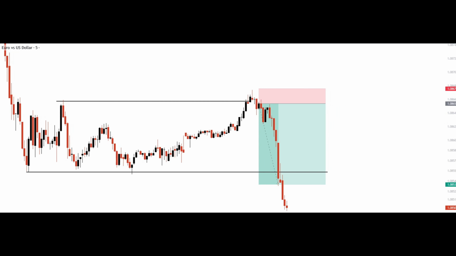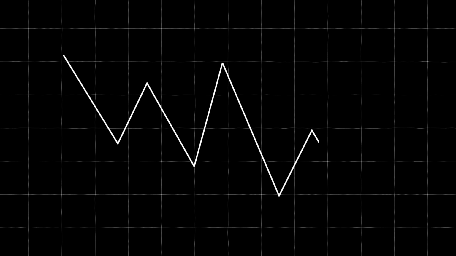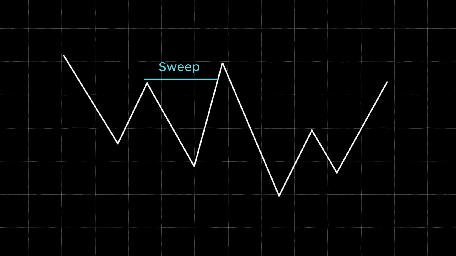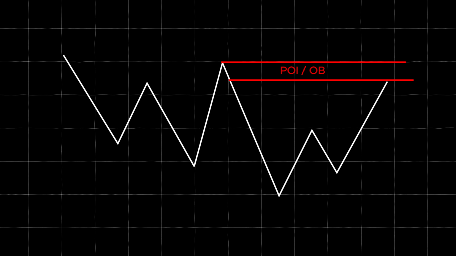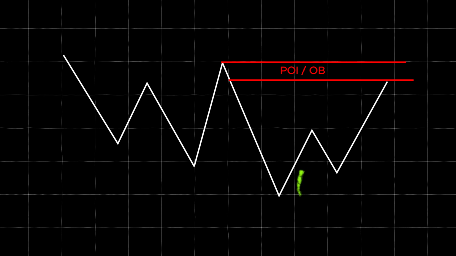This was a more general and easy entry execution. Finding setups is one thing, but setting up the entry plan is important. Let's consider this being the high time frame structure, with a downtrend, a liquidity sweep, and the creation of a point of interest as an order block or demand zone, continued by breaks of structure to the downside and a formation of a micro uptrend.